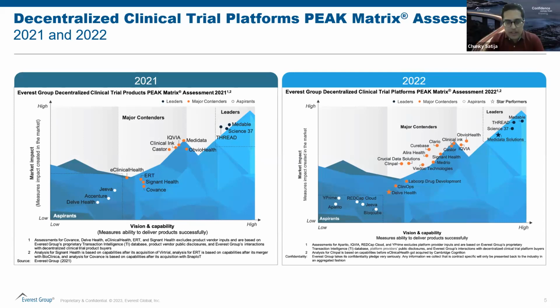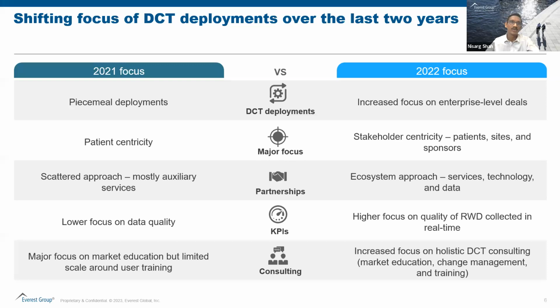So Nisarg, having done this assessment a couple of times, one in 2021 and 2022, I'm curious if you saw any major differences between these two assessments. Can you talk a little bit about what are some of the major differences that you saw? Sure, of course. So I think there are a couple of differences. We saw the 2022 assessment bringing out a couple of nuances around the way DCT products were deployed, and I'll cover all of these points in detail.